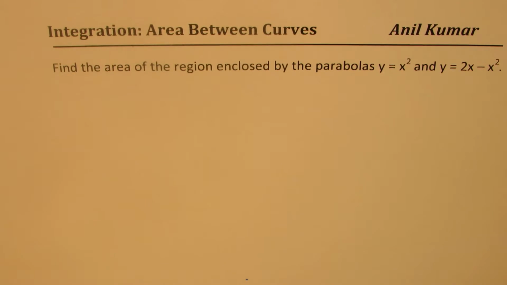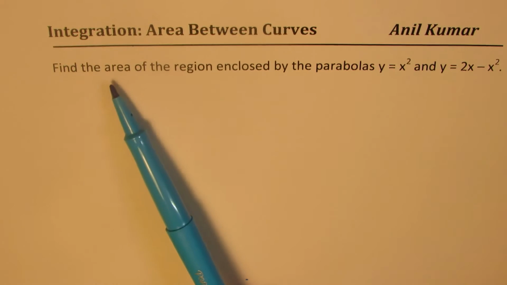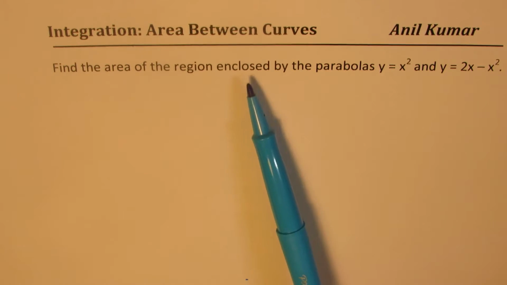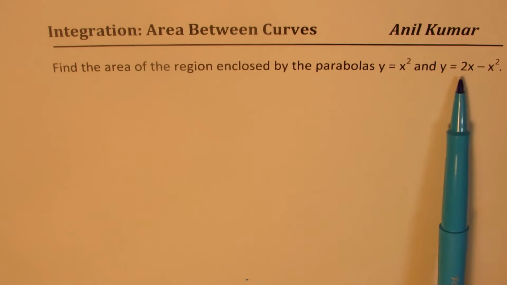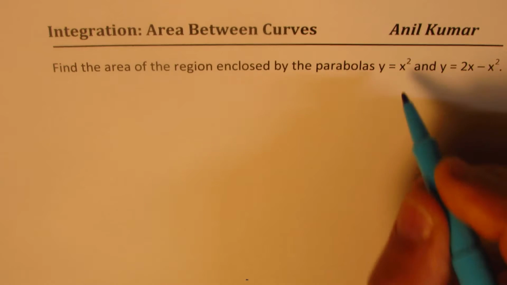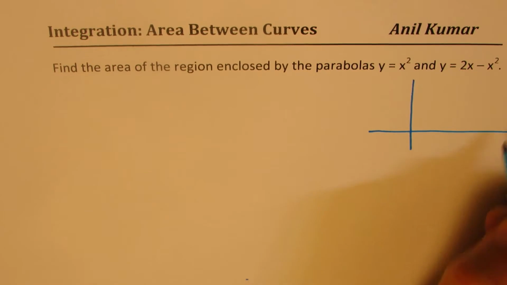We'll now find area between the curves. As an example, we have taken: find the area of the region enclosed by the parabolas y equals x square and y equals 2x minus x square. Let us sketch and understand the scenario.